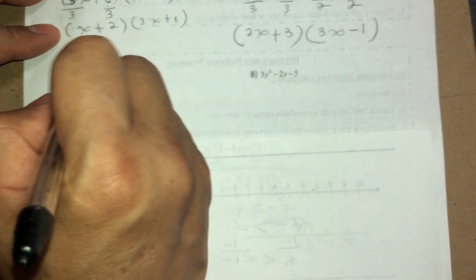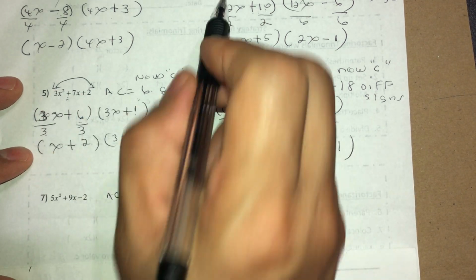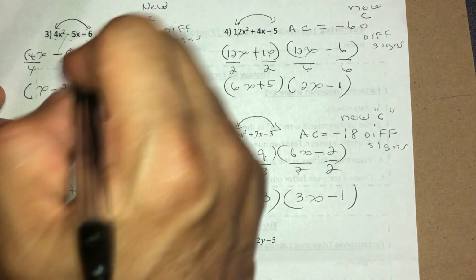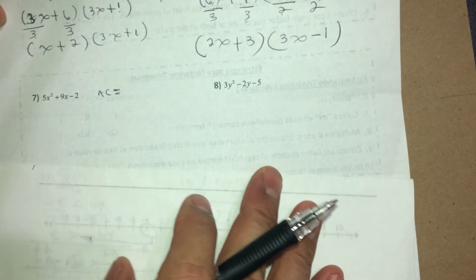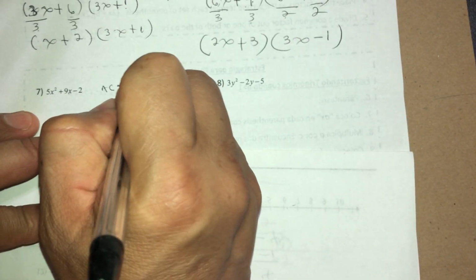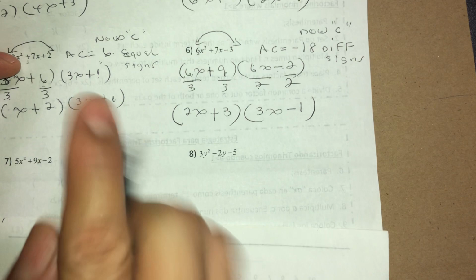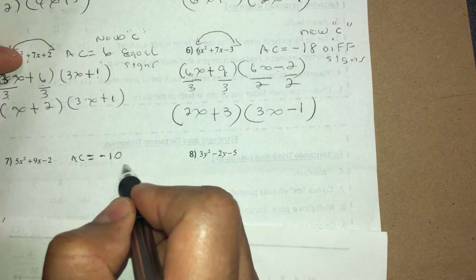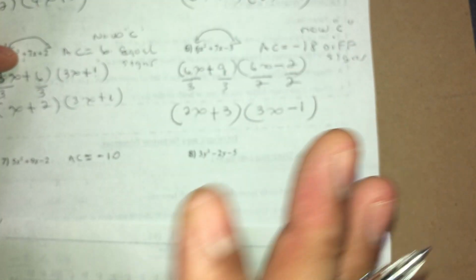AC. You don't have to do that. I'm doing it because I'm teaching you the lesson. But once you know the rules, you don't have to do that. So just write your new AC. Your new AC will be 5 times negative 2, which is negative 10. You don't have to write the new value of C, the equal sign, or the different sign. If you know that, you can just continue solving.